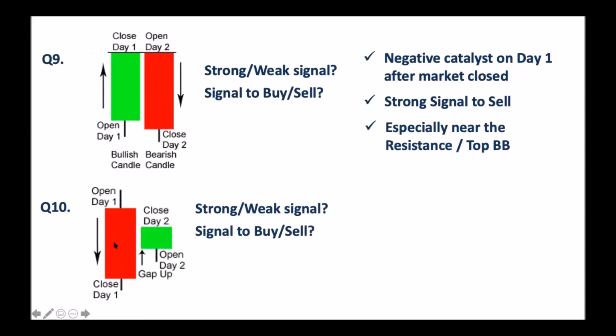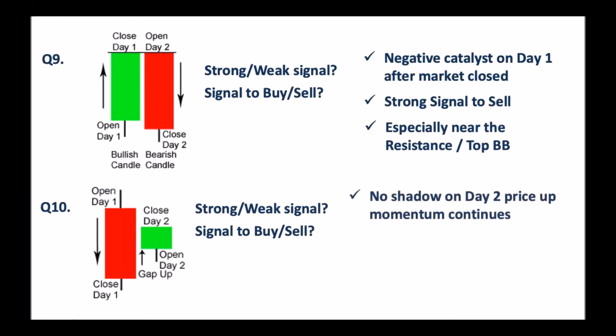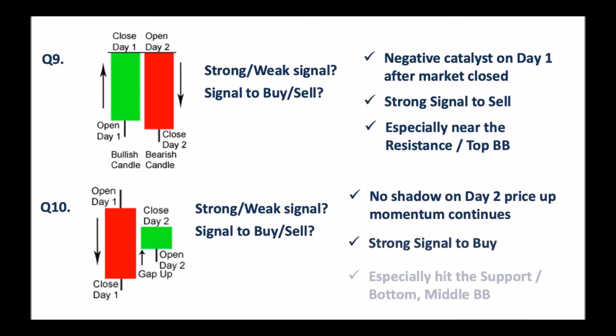Question 10. Okay, market opens at high and closes lower. And the next day opens up, a small difference, but there's no shadow on top. Okay, so ask yourself whether it's a strong or weak signal, and whether it's a signal to buy or sell. There's no shadow on day 2. Price up, momentum expected to continue. It's a strong signal to buy, especially when the support is nearby here, or the bottom or middle Bollinger Band.